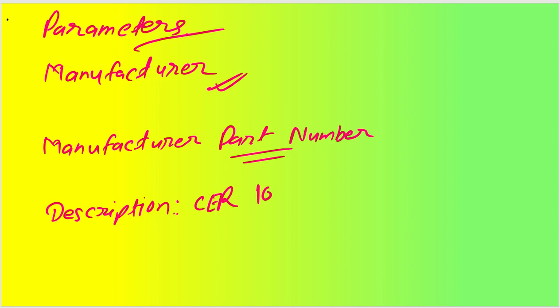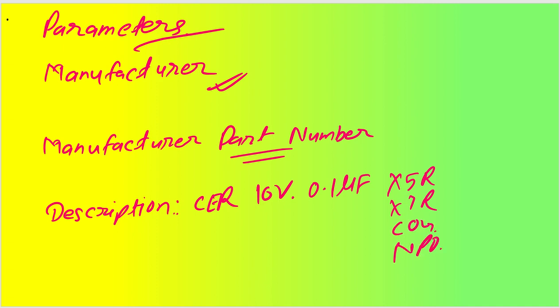Then it will have some voltage rating, let's say 16 volts. Then it will have some value, like 0.1 microfarad or 10 microfarad. Then it will have some dielectric like X5R or X7R or C0G, or NP0. All these things will be there. Then it will have some size as well, 0603 or 0805 and other sizes. And then it will have information about whether it is SMD or through hole. All this information listed together will be in your description, which will be decided by the specification you have in your design requirement for the selection of the capacitor.